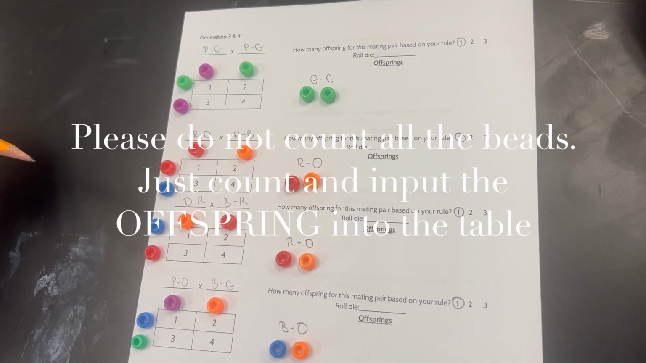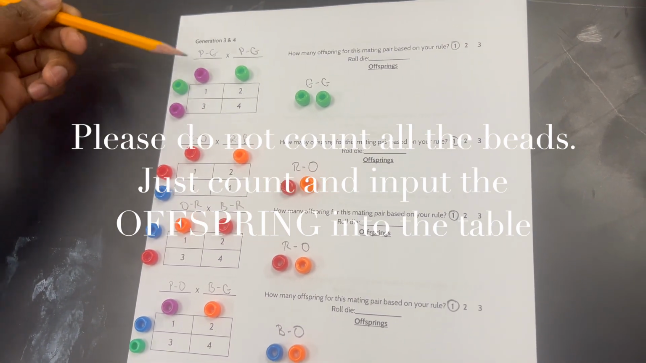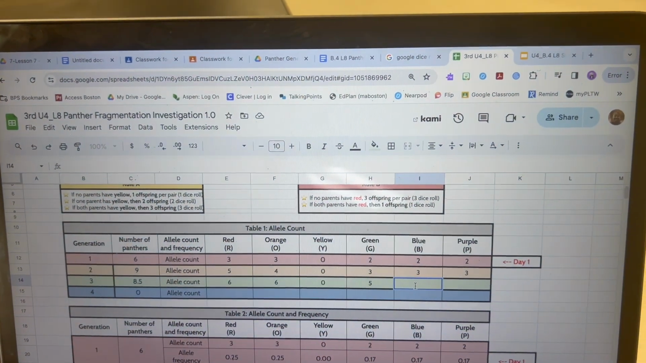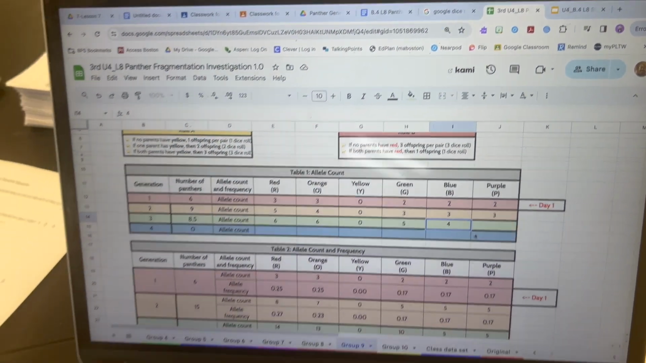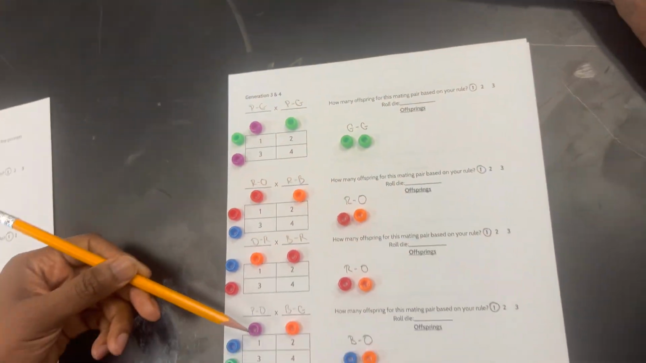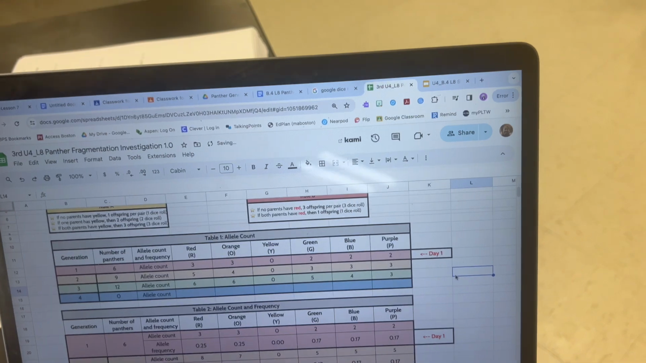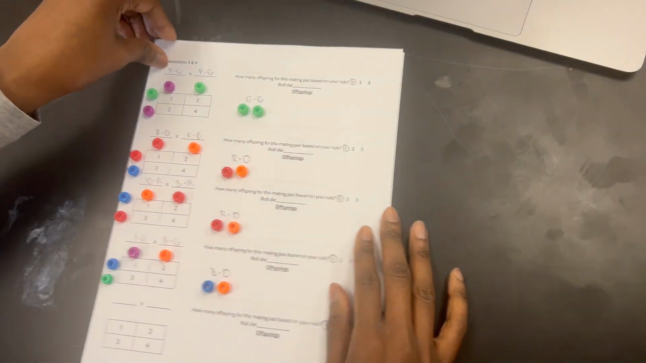Yellow. Now how many green do we have? 1, 2, 3, 4, 5 green. How many blue? 1, 2, 3, 4. 4 blue. And then purple, we have 3 purple. Okay. And then we do the same for the last generation, for generation 4.